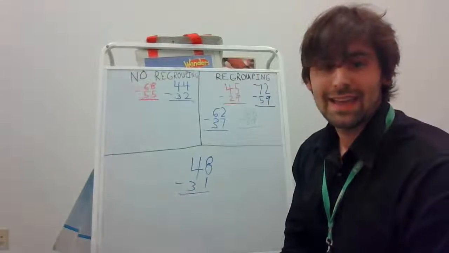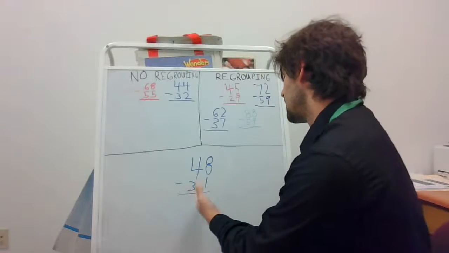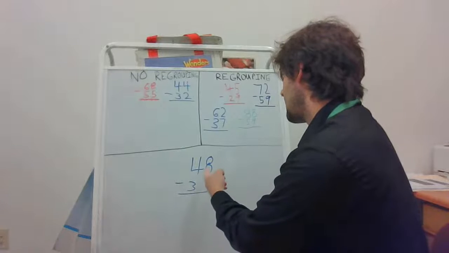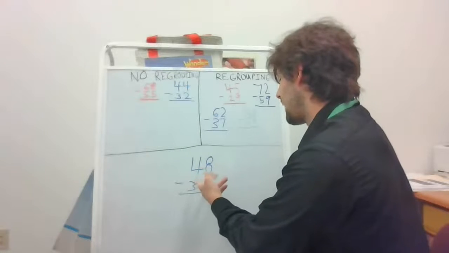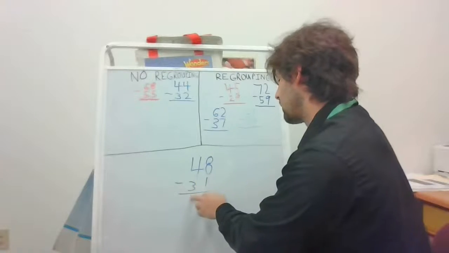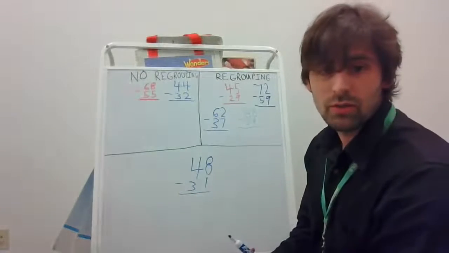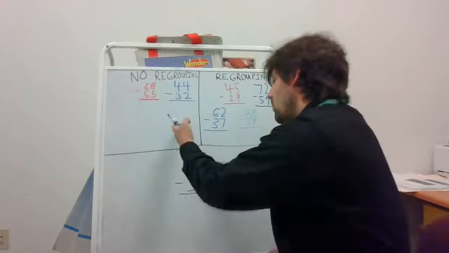All right, 48 minus 31. So in this problem, 1 is not bigger than 8. The top number is bigger. The top number in the 1s and 10s place is bigger for both of the digits. So for this one, we do not need to regroup. This is going to go in the no regrouping category.